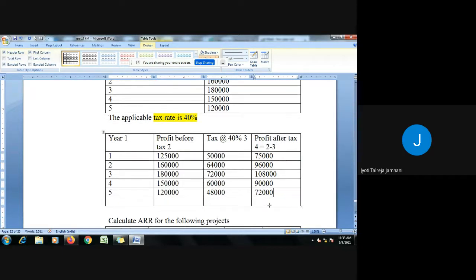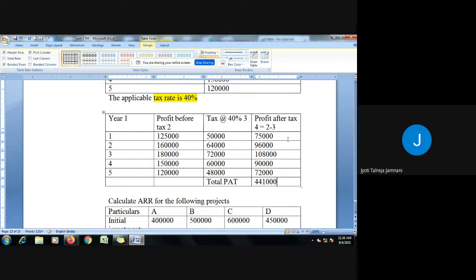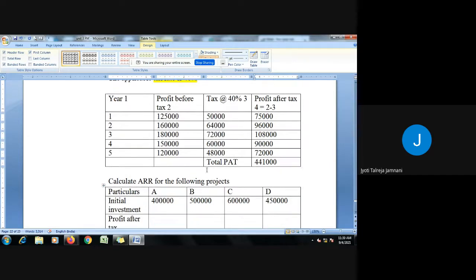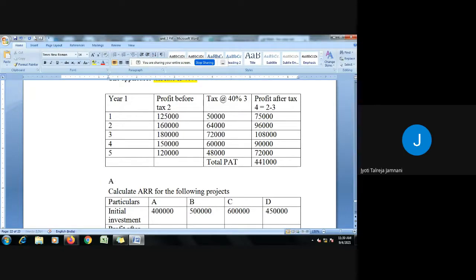So now we have to total this column. We want the total profit after tax. If you total this column, you will get 4,41,000. This is your total profit after tax. Now we need to find the average profit after tax and divide it with the initial investment to get the accounting rate of return. So first we find the average profit after tax, which is equal to the total profit after tax 4,41,000 divided by the life of the project, which is 5 years. So 4,41,000 divided by 5 you get 88,200.